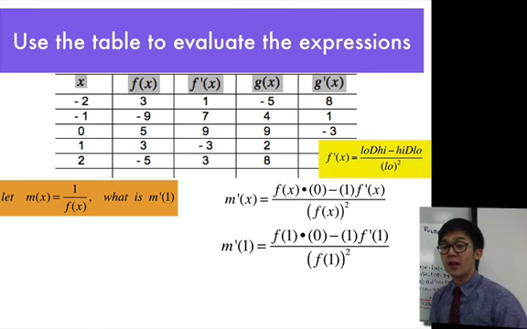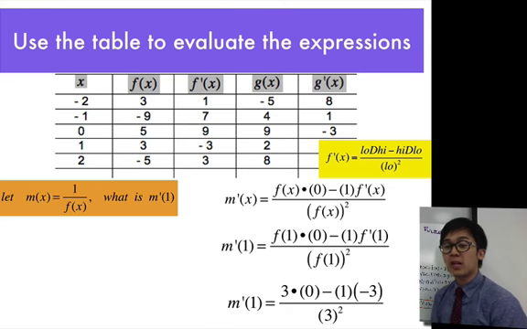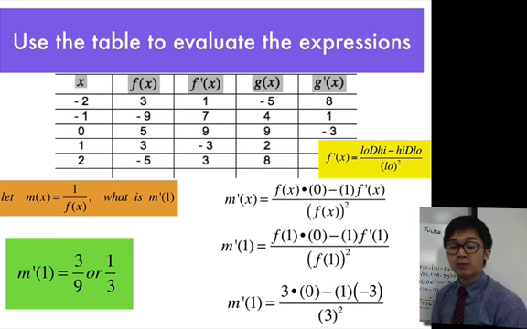So by replacing our f of 1 and f prime of 1 using our table, m prime of 1, or the derivative of m at 1, will give us 3 times 0 minus 1 times -3 all over 3 squared. So once again, we are just using the values presented to us in our given table. And by simplifying our fraction, m prime of 1 is equal to 3 over 9, and by further simplifying it, we'll have 1/3. So that's how we find the derivative of m of x equal to 1 over f of x using the quotient rule.